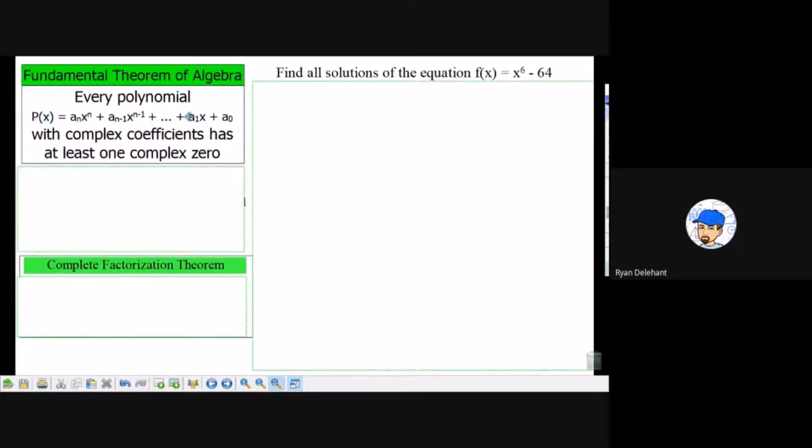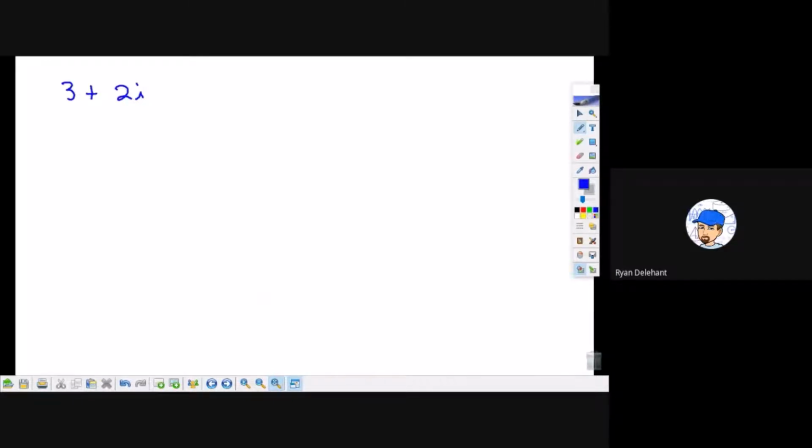But what this says is any polynomial, a polynomial like we defined before, coefficients, variables with powers, with complex coefficients has at least one complex 0. Have we ever seen a polynomial with a complex coefficient? Well, let's talk about complex numbers again, because it's been a little while since we did those first. 3 plus 2i. That's a complex number because it has a real part and an imaginary part. So this is complex.